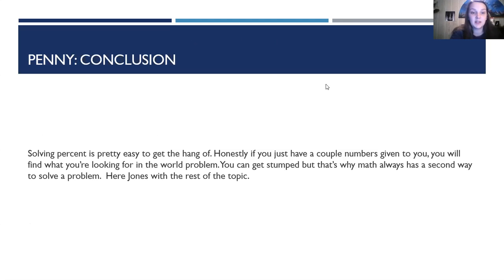Solving percent is pretty easy to get the hang of. If you just have a couple numbers given to you, you will find what you are looking for. In the word problem, you can get stumped, but that's why math always has a second way to solve a problem. Here's Jones with the rest of the topic.